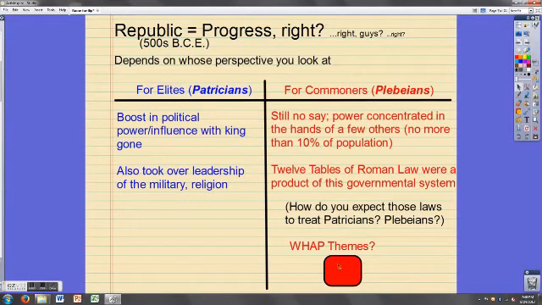What themes are we talking about here? Same ones, right? Politics, social structures.